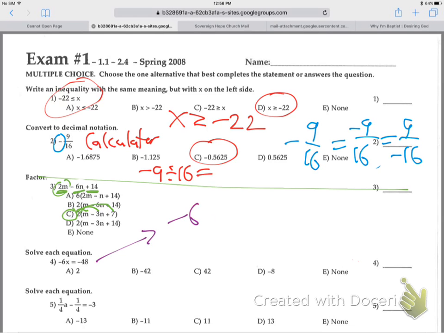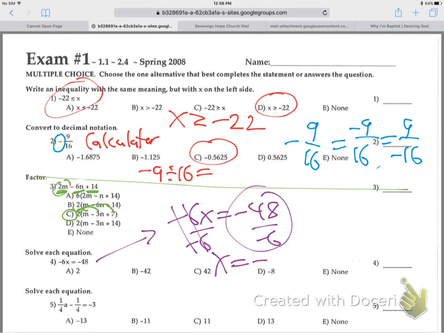Number 4 is equation solving. How do you solve for X? Divide both sides by the identical twin. Same sign, same everything. 2 negatives, positive 8. Which is not there. That's disturbing, huh? Did it disturb you? Some of you were obviously not disturbed. It's just none of the above.